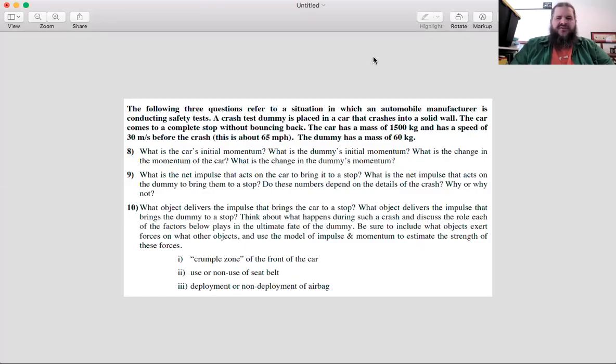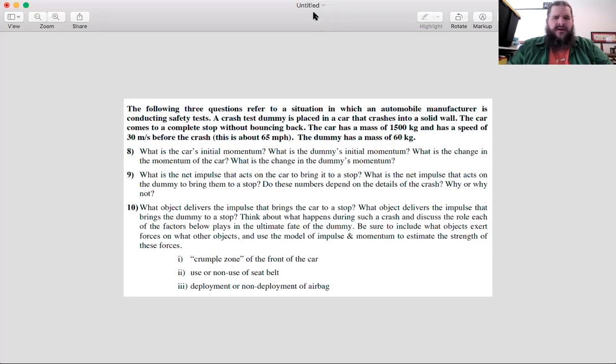All right, so this question is all about essentially looking into the safety features of a car and just in general why these are important for the physics of what's going on in a crash. We're told the mass of the car, the mass of the crash test dummy, and the speed of the car. So let's take a look at that as an initial and final situation.